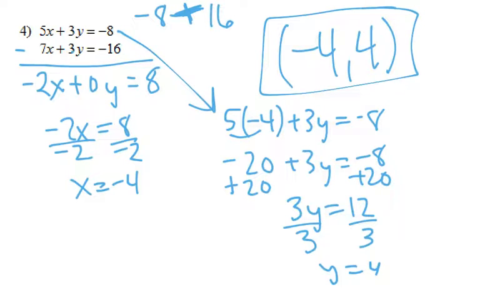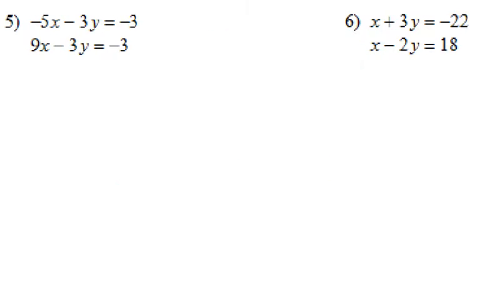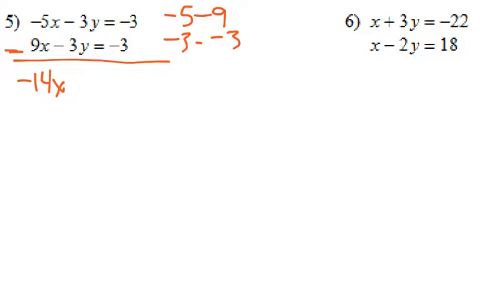So you can see, even though we got the different variable, still it's the same exact process. Okay, looking at number 5. The x's, y's, regular numbers are lined up. I've got the same coefficient for y, the exact same, so it's going to be subtract. So negative 5 minus 9, this is where it can get tricky, so if you need to, use a calculator. That's negative 14x. Negative 3 minus negative 3, that would be like adding them, so we get the 0y.